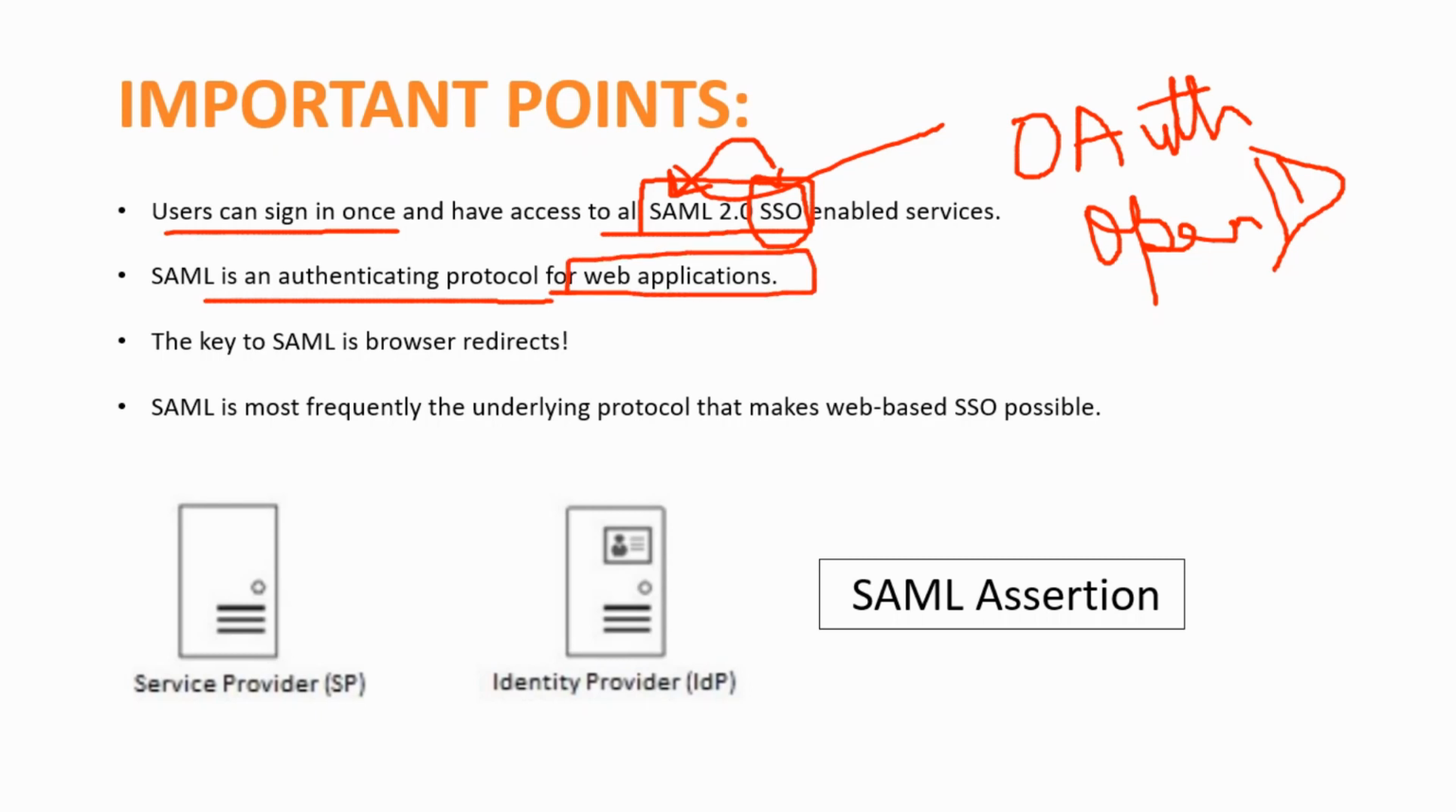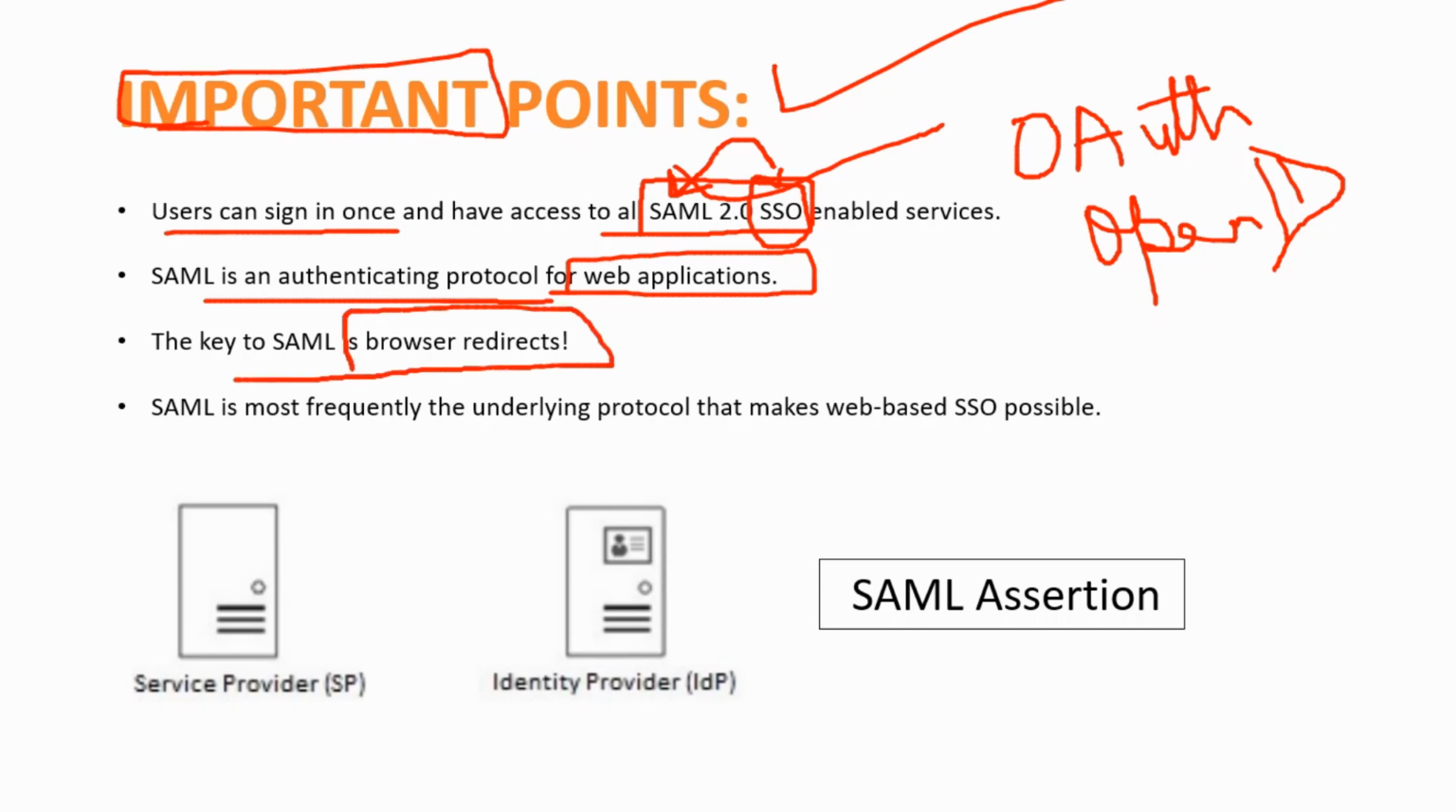As I mentioned, just make sure that you understand these points and remember them. These are literally important points. That's why I've mentioned it like that. Anyways, the key to SAML is browser redirects. Once I show you the authenticating workflow, you'll understand how redirects are used. It's extremely important to know that, without redirects, SAML cannot do anything.